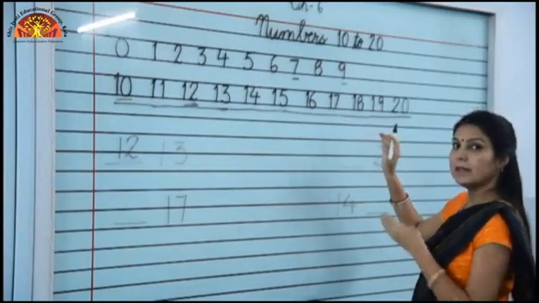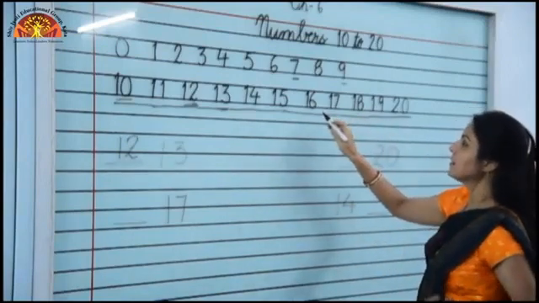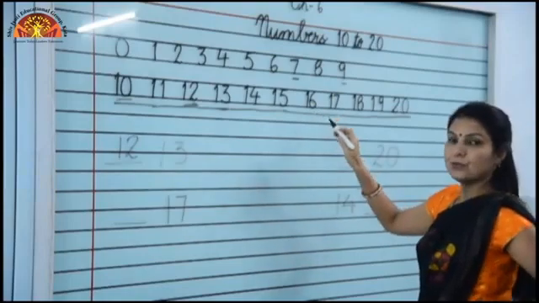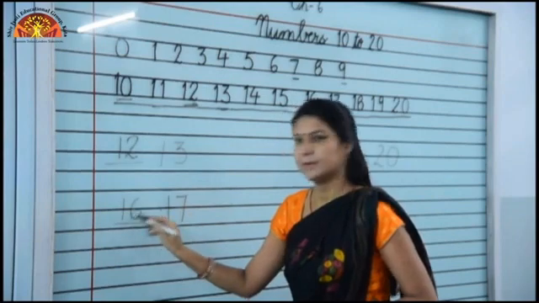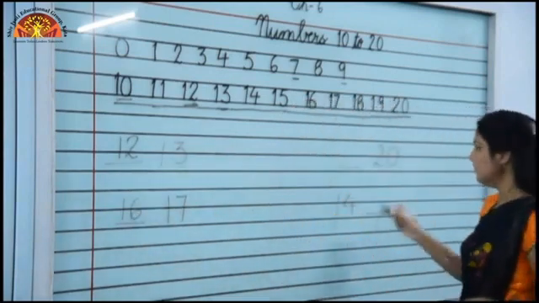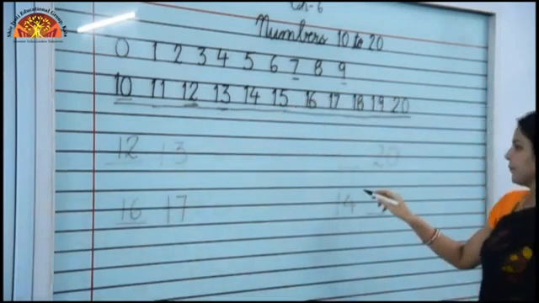Which number is written at the left side? 16 is written at the left side. So this number will be the before number of 17. I hope you have understood. Now let's see one more.